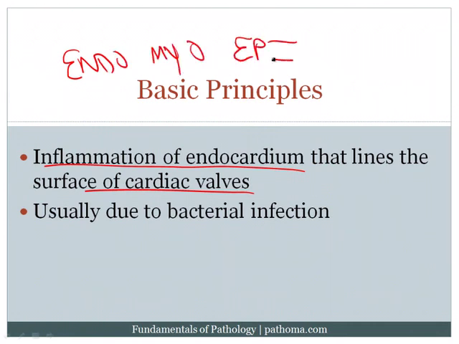Remember that the endocardium lines the inner surface of the heart. It's basically a single layer of cells sitting on top of a basement membrane. They're basically endothelial cells. And this endocardium also lines the surface of the cardiac valves as they project out. And so in endocarditis, you're going to get inflammation predominantly on the surface of those cardiac valves.